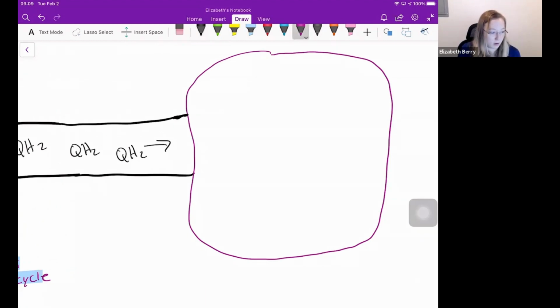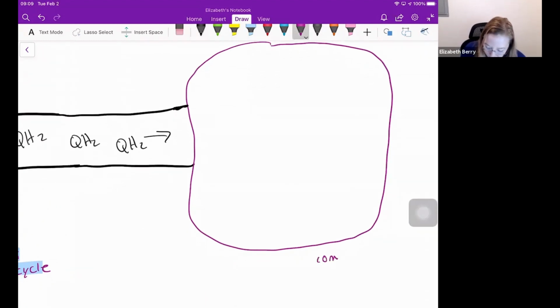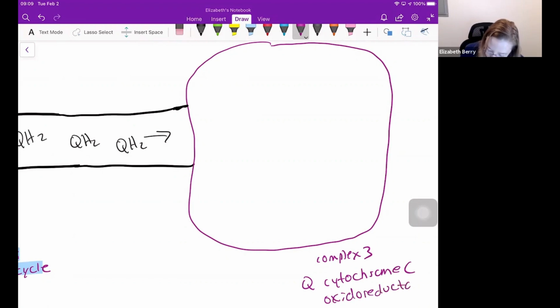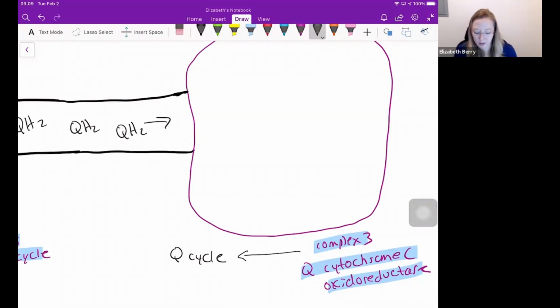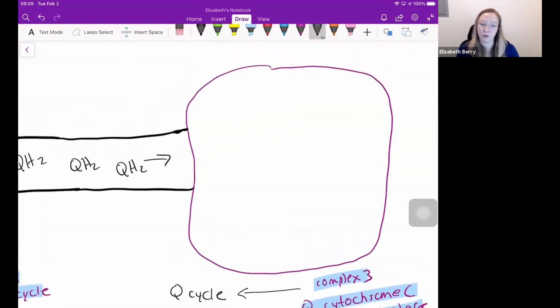And so this one is called complex 3, or Q cytochrome C oxidoreductase. Okay. So within this complex, there is something called the Q cycle that's going to occur. Okay, complex 3, you get the Q cycle occurring. So you have a bunch of these reduced coenzyme Qs with 2 electrons on them.